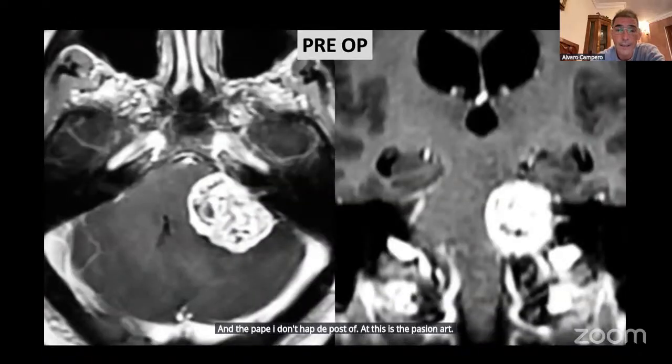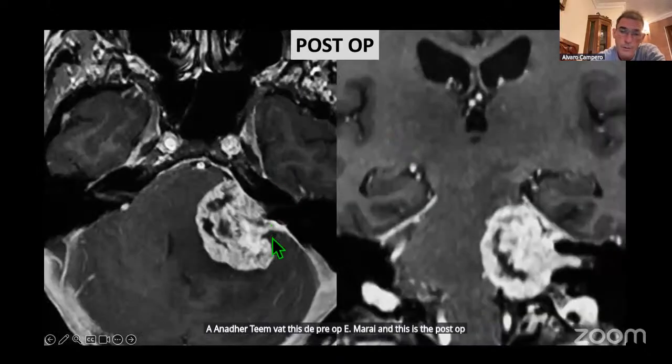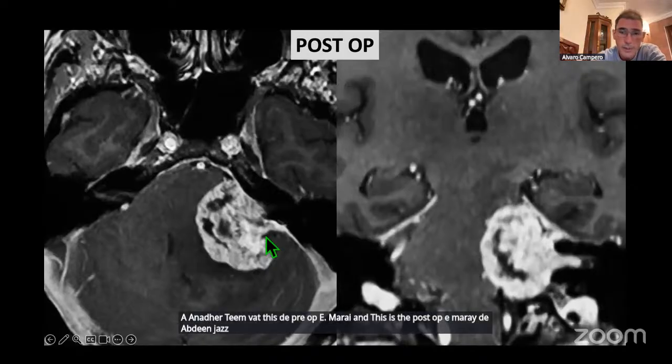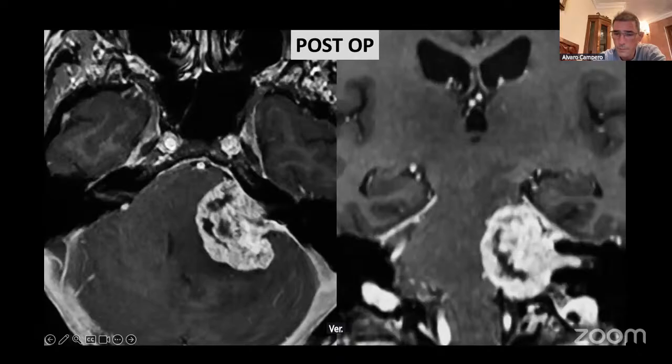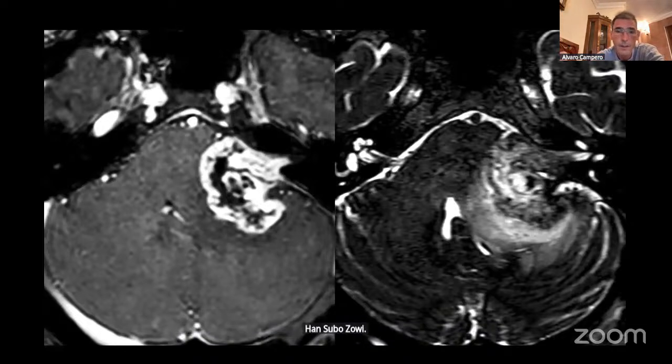And I don't have the post-op MRI because I operated just 3 weeks ago, but this is the patient after the surgery. Another case, this is a very interesting case. A colleague, a plastic surgeon, with this tumor that was operated before by another team. This is the pre-op MRI and this is the post-op MRI, because the other team could only take a biopsy because it was a very bleeding tumor. So then the patient was sent to gamma knife, which increased the edema, then hydrocephalus, VP shunt, and so on. So we received the patient in this condition with a big tumor, with big edema, and so on.